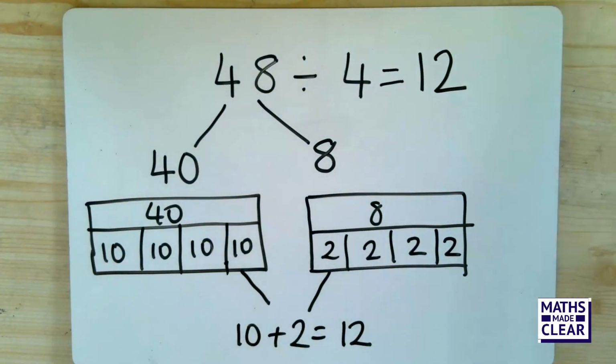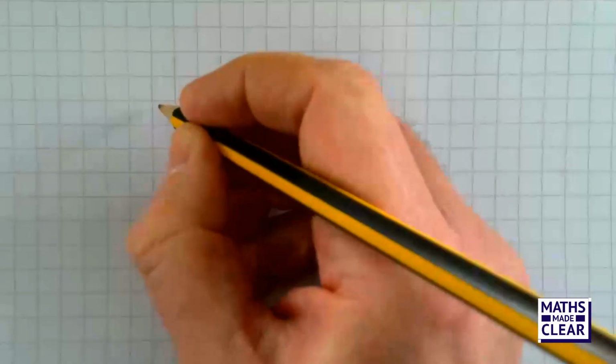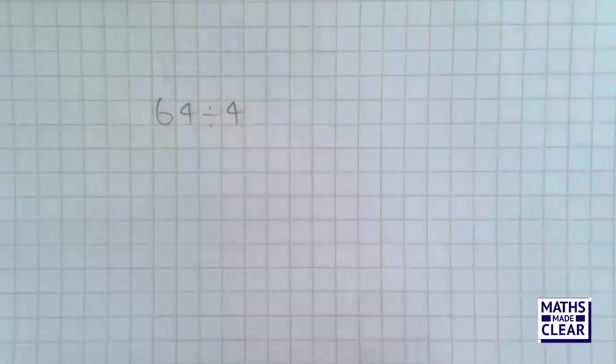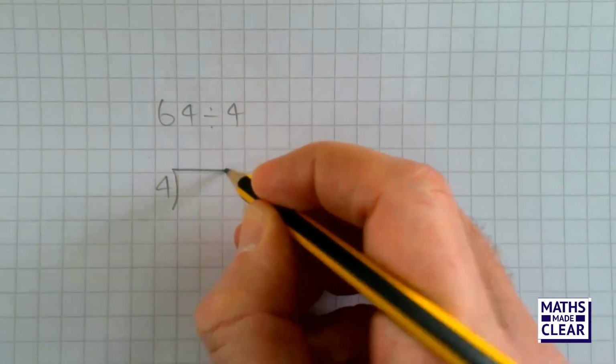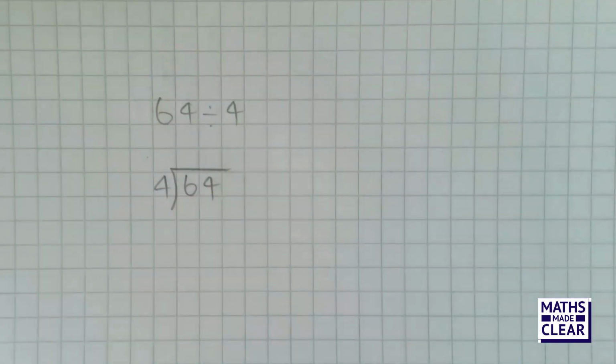As your children get further up the school, they will then start to look at formal methods of writing division down. We call it short division. So let's have a look at 64 divided by 4. This is what it looks like with short division. Now what we do is we divide each place value column, so the 10s first, and then the 1s by 4. We just look at each individual digit.